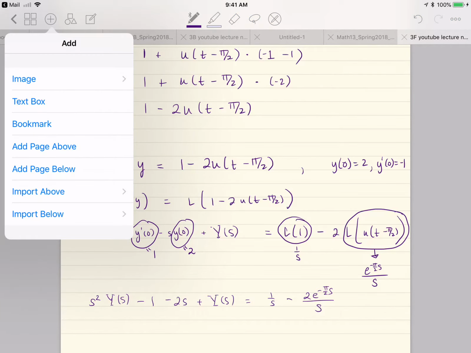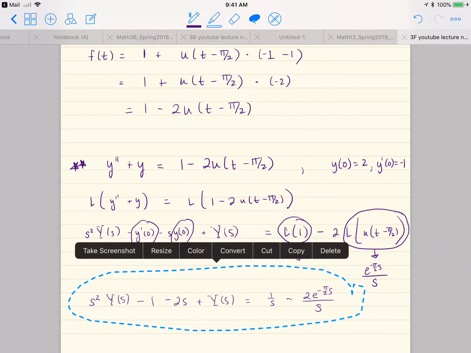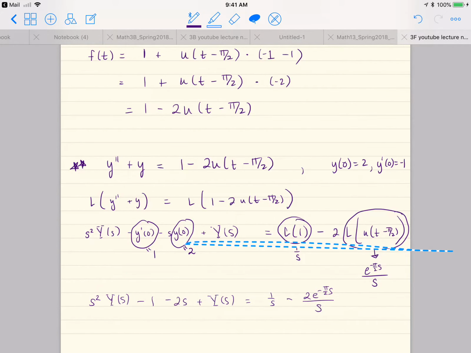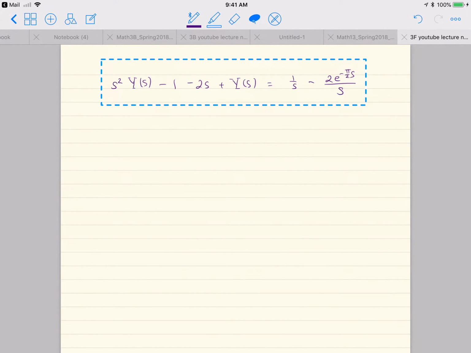Okay, add a page below. And now let's go ahead and copy, paste.